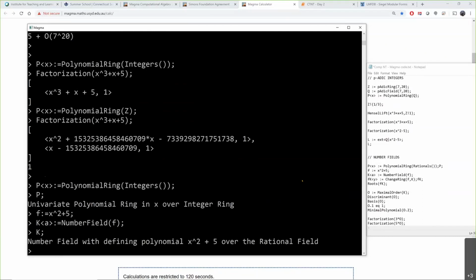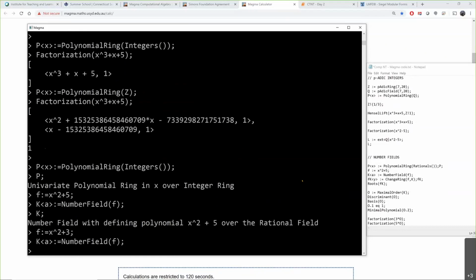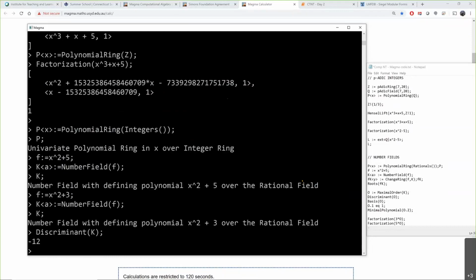Oh, I wanted to mention something. Maybe let's start with 3. Let's start with 3, because if I do the same thing, if I define this, this will be the number field defined by x squared plus 3. So it's Q adjoin the square root of -3. Let's see what is the discriminant of K. Minus 12. What? No, that's not true. The discriminant of Q adjoin the square root of -3 is not -12, it's -3.